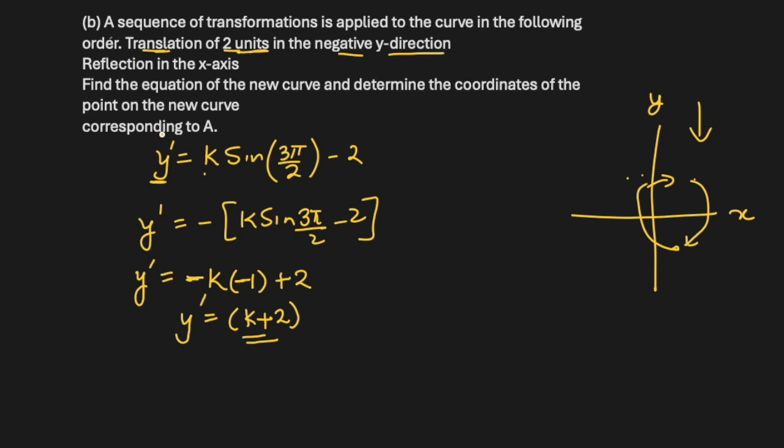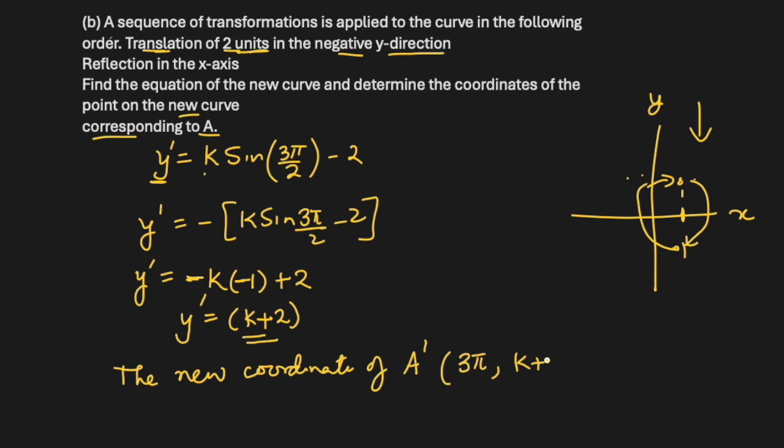Okay, so the y coordinate becomes this, and when we reflect, there is no change in the x coordinate. It remains where it is. If we translate up or down, again the x coordinate remains the same. So the question was, determine the coordinates of the point on the new curve corresponding to A. So the new coordinates of, let's call it A prime, are: the x coordinate remains the same, the y coordinate becomes k plus 2. That's it.